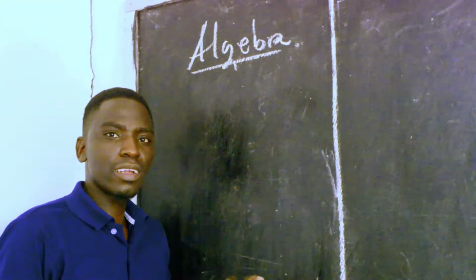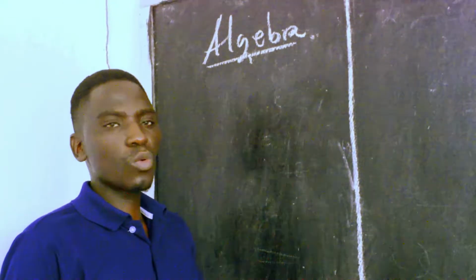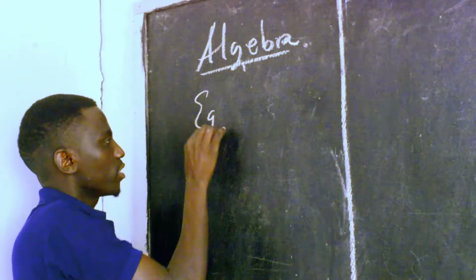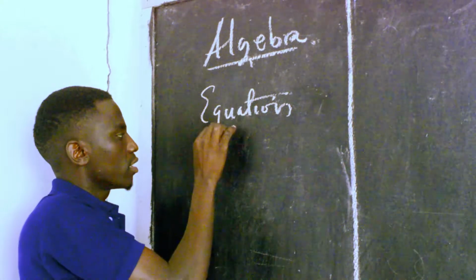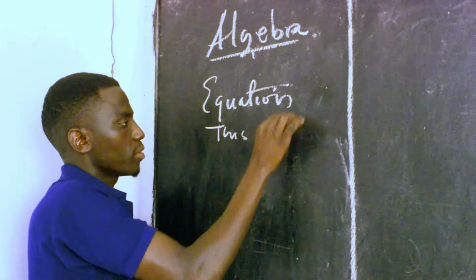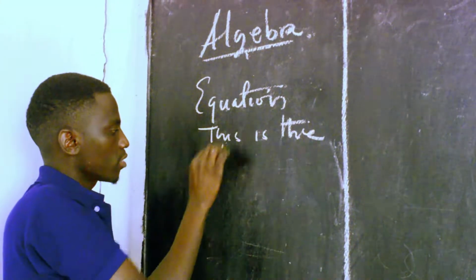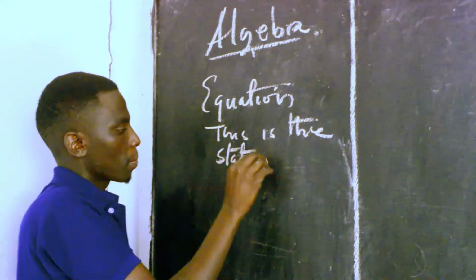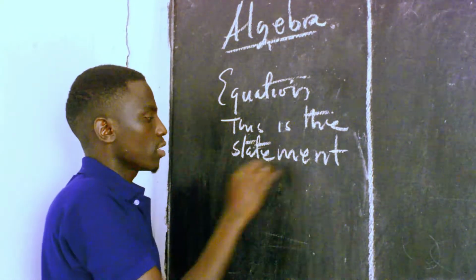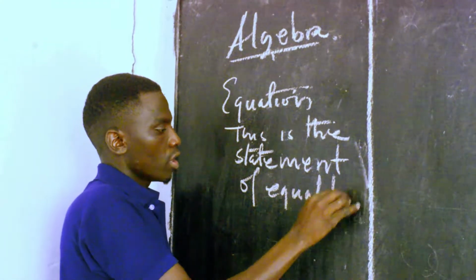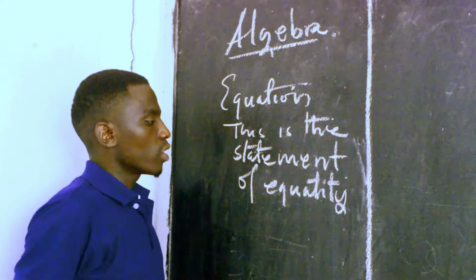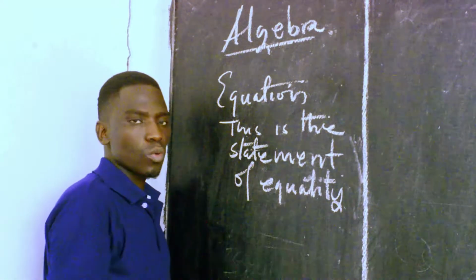The part which we are dealing with here is called what? Equation. So equation, this is a statement of equality. Equation is a statement of equality.